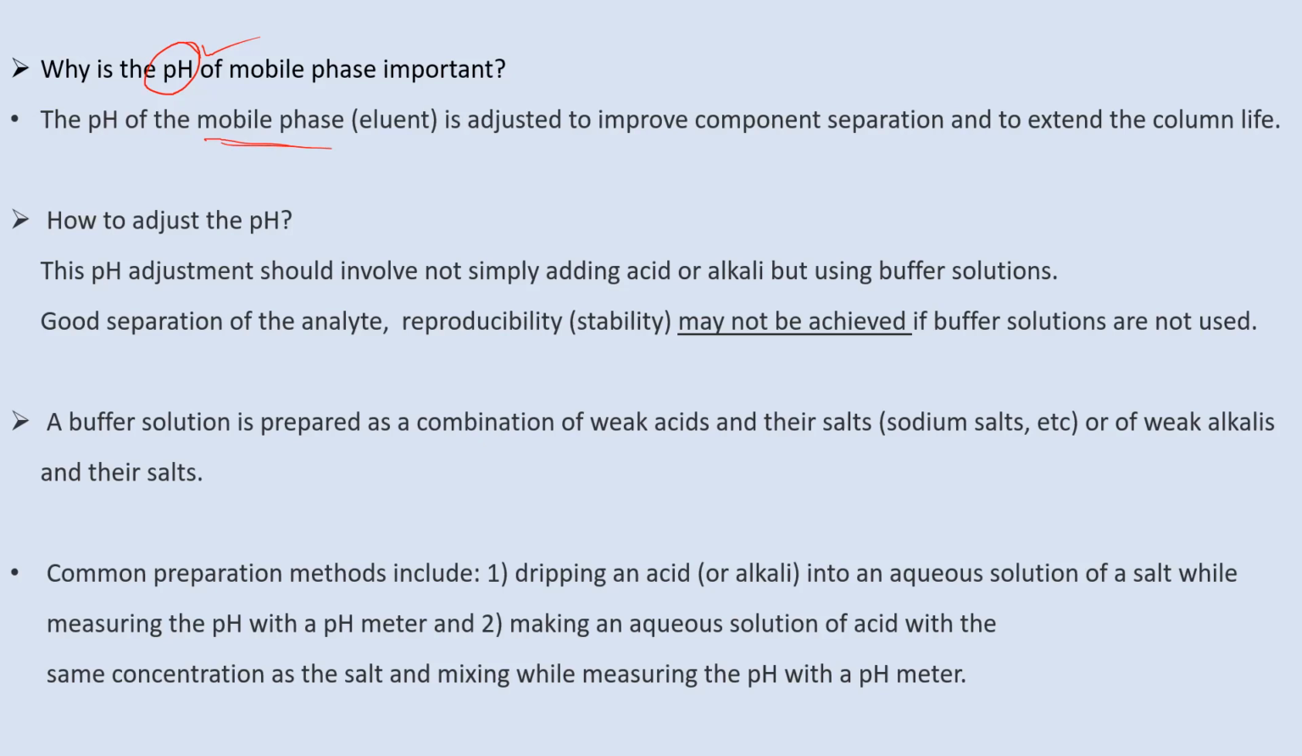So a proper pH by using a proper buffer is important because it improves the component separation, and it is also good in general for the life of the column. Otherwise, if you do not pass enough mobile phase, enough buffer through the column, then the column is going to get dry, it will crack, and obviously that column is not desirable for column chromatography.